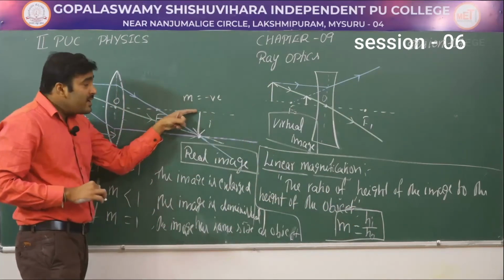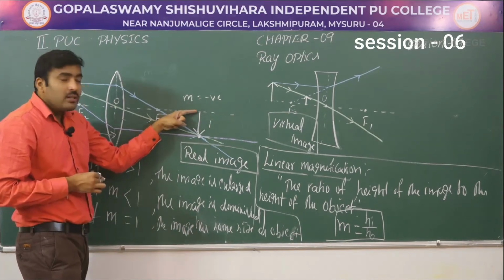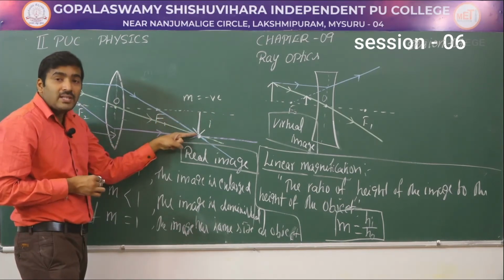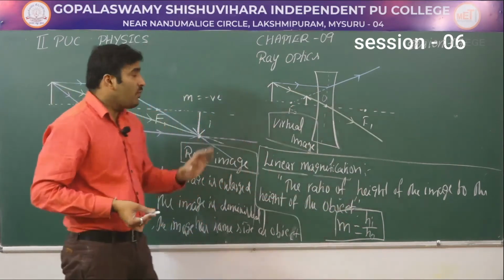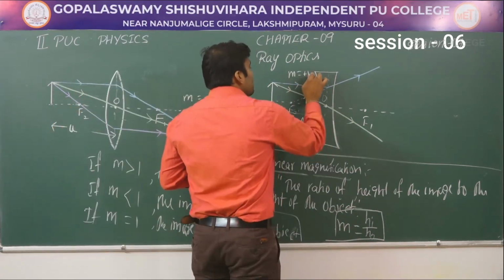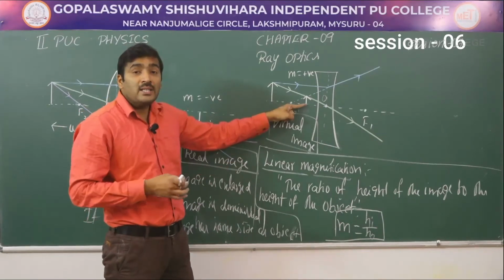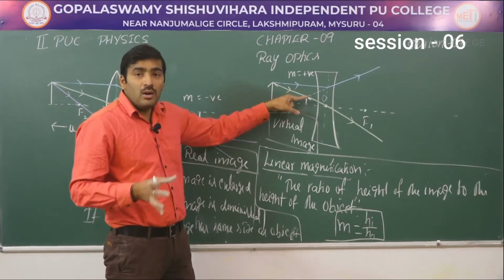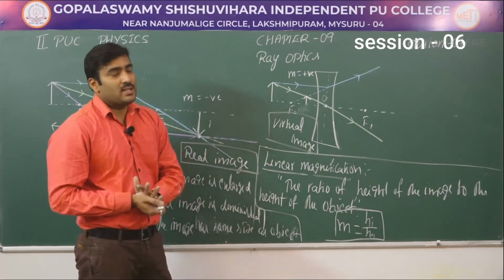Since the real image is an inverted image, from the sign conventions we need to take the distances below the principal axis to be negative, so we get magnification as negative for the case of real images. And the magnification is positive for the case of virtual images, correct? Because the height is above the principal axis. Here we should consider this height as positive because it is above the principal axis, correct?